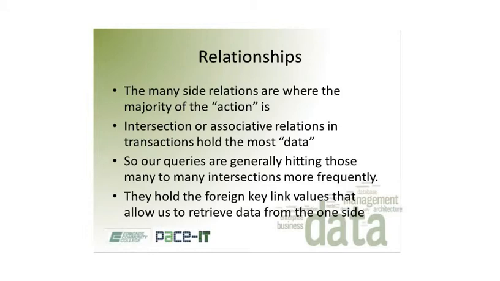So you'll generally see your queries hitting those intersection tables to do things like totaling and to see how many items have been ordered over a given time period. Most of the query action is going to be in that intersection table of ordered item. They will hold the foreign key link values that allow us to retrieve data from the one side. So the order item would have an order ID as a foreign key, which will lead us back to the order table. The order table will have a customer ID foreign key that links us back to the customer.